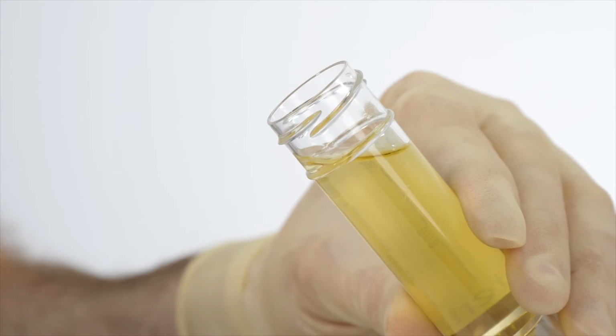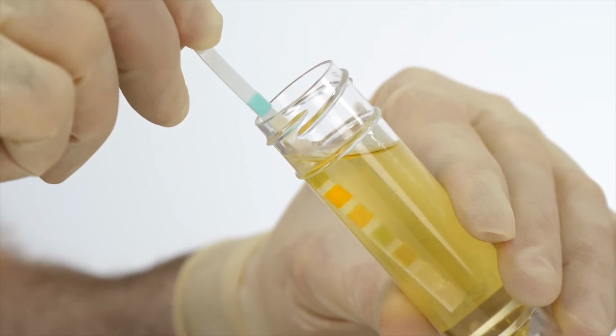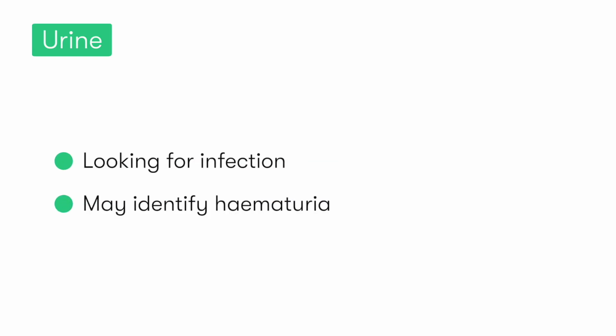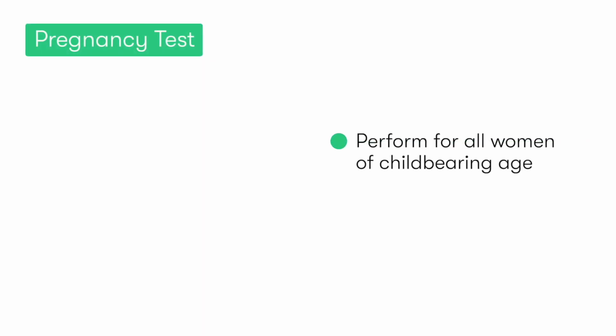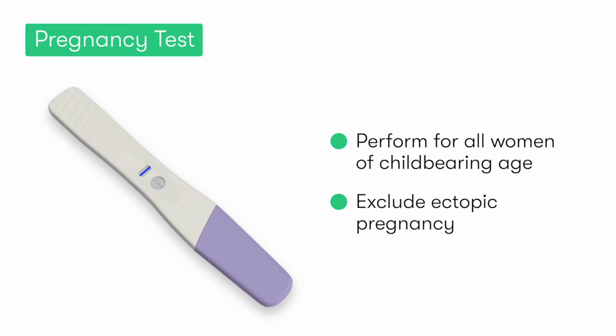As well as blood tests, we can also check the patient's urine. We do this to look for any evidence of infection, and also to look for any signs of hematuria, which if present, may indicate the presence of a urinary tract stone. In women of childbearing age, we should also be checking to make sure they aren't pregnant, and also, really importantly, to make sure they don't have an ectopic pregnancy.